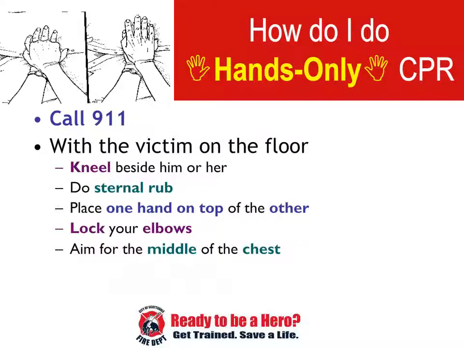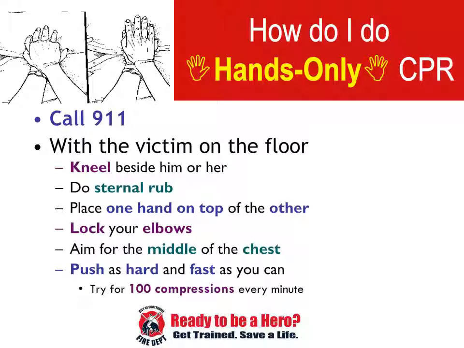Center your shoulders over the chest and push hard at a rate of 100 compressions per minute. Get a song in your head to keep your rhythm. It is not important to count. Keep your rate steady to the beat of the song, like Staying Alive by the Bee Gees.